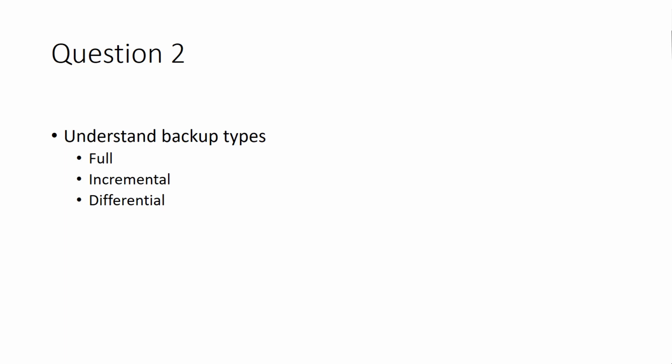Differential does not clear the backup bits. So let's say again, on Sunday we do a full backup. On Monday we back up everything since the last full backup, so that's just Monday. On Tuesday we do a differential, and we back up everything that was changed since the last full backup. So that would be all of Monday and all of Tuesday. On Wednesday we do a differential backup, so we will back up Monday, Tuesday, and Wednesday.